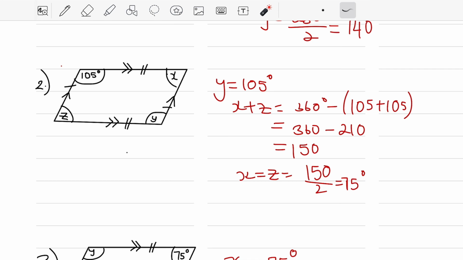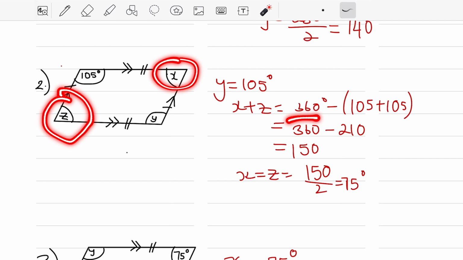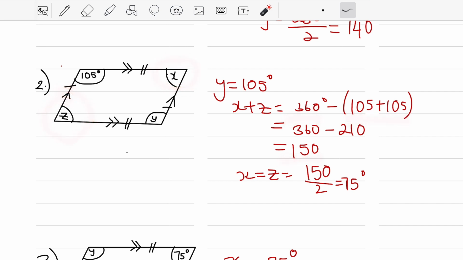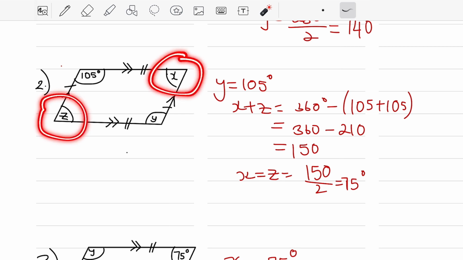Number 2, y will be 105 degrees. X plus y will be 360 degrees, take away y plus 105, will remain with 150. So these two added together will give you 150. So 150 divided by 2 will give you x or z.